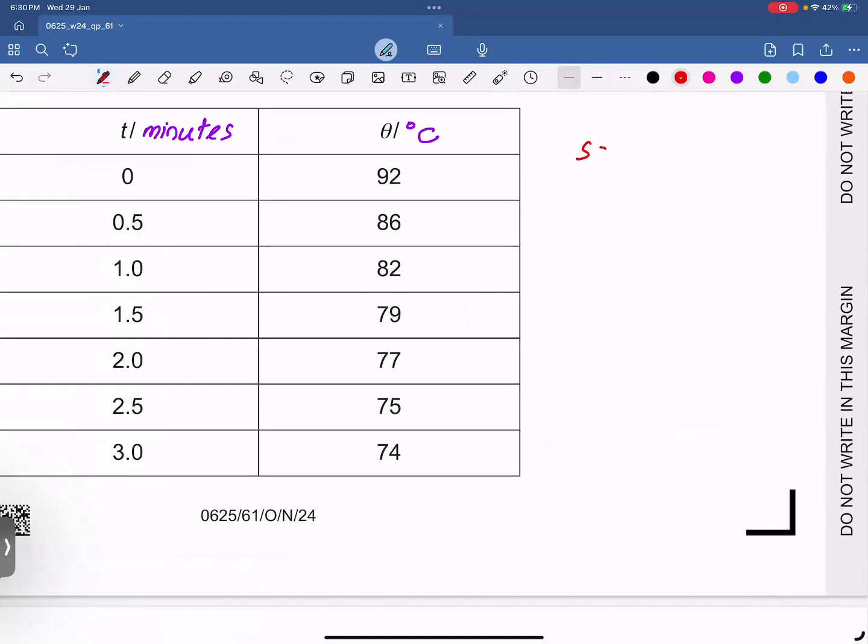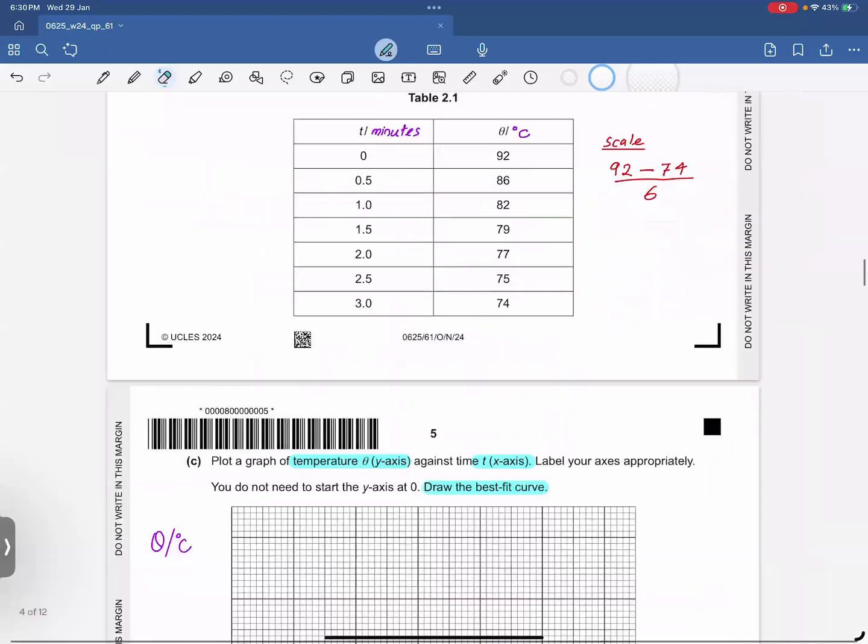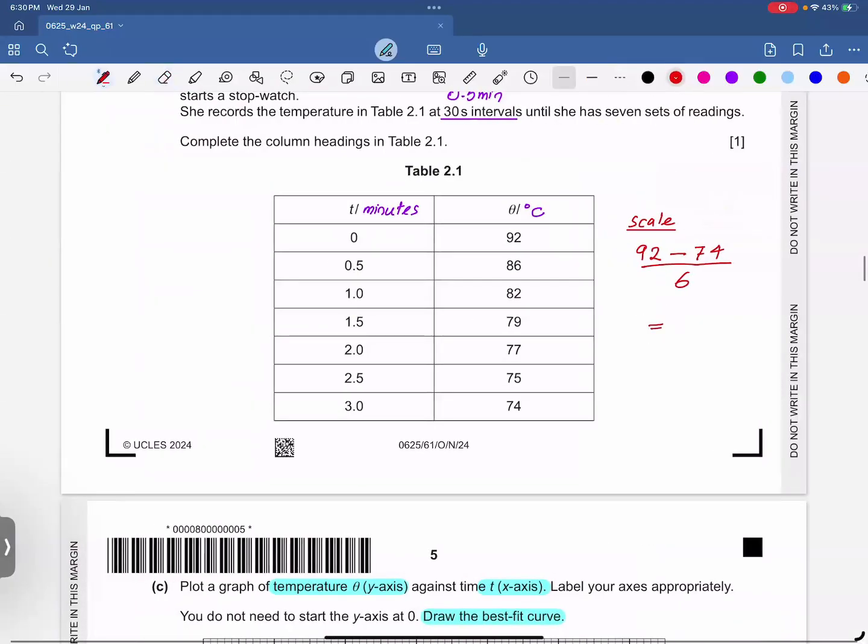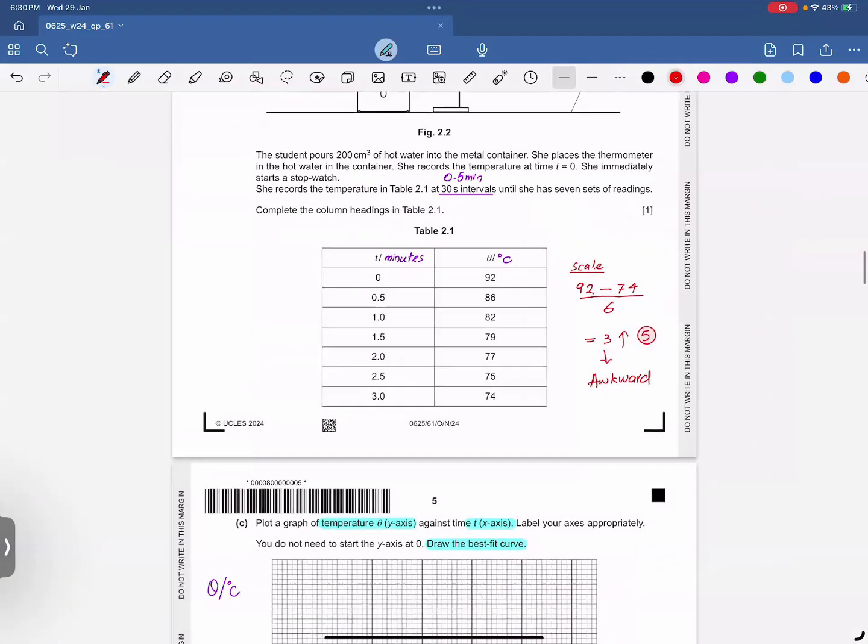I will tell you how can you choose suitable scale. So you can do the largest value on y-axis, 92. Smallest value on y-axis, 74. How many squares? 6. 92 minus 74 divided by 6. So each could be 3 or each could be 5. It's your choice. So this is giving me 3. I can round it up to nearest 5 because 3 is an awkward scale. We don't choose the 3s, the 6s, the 7s, the 9s. We don't choose. So 5 I will choose.